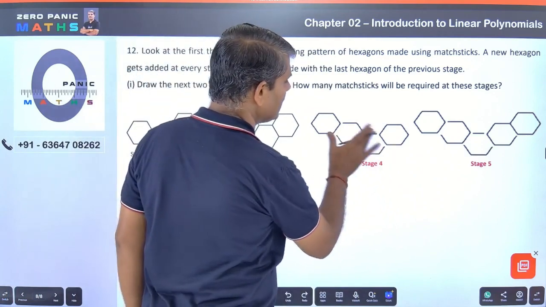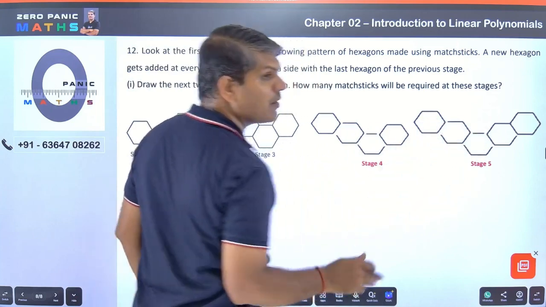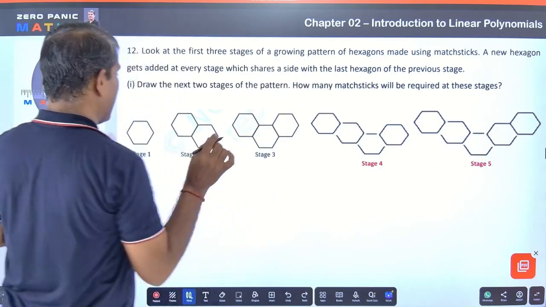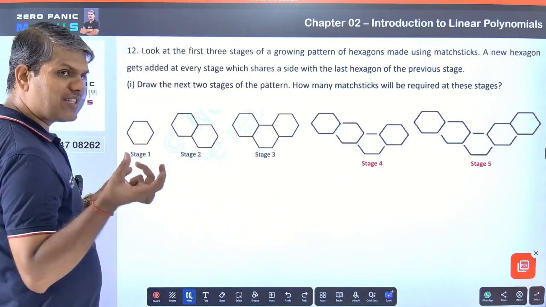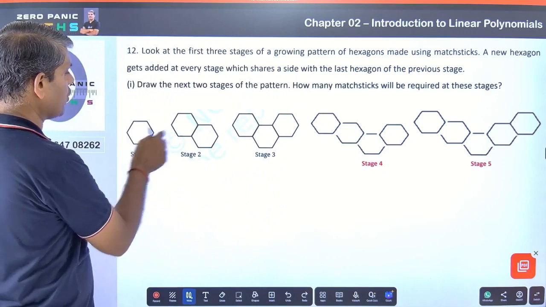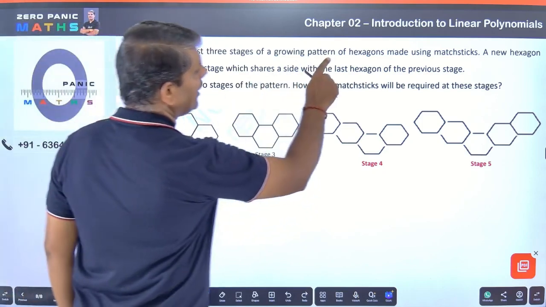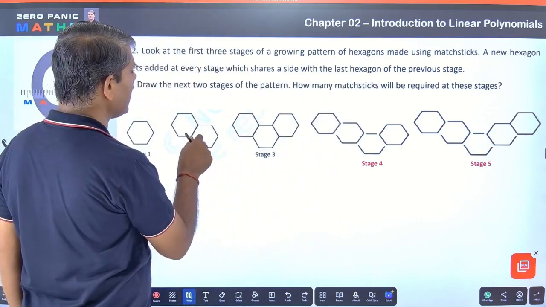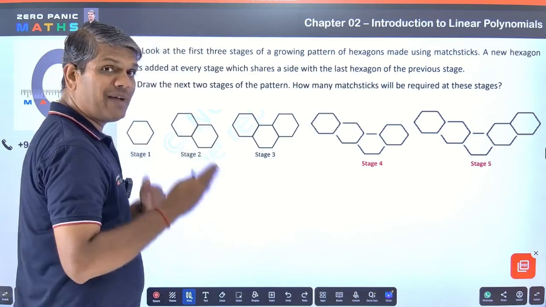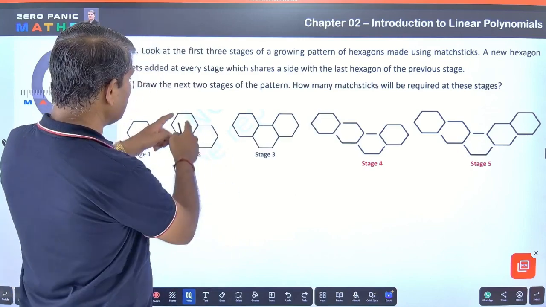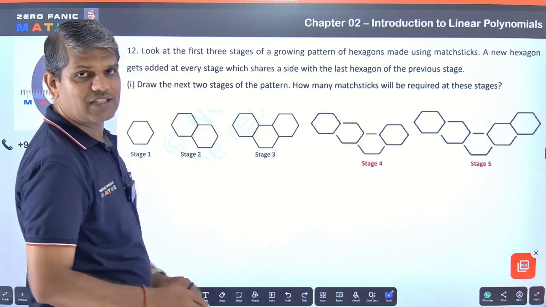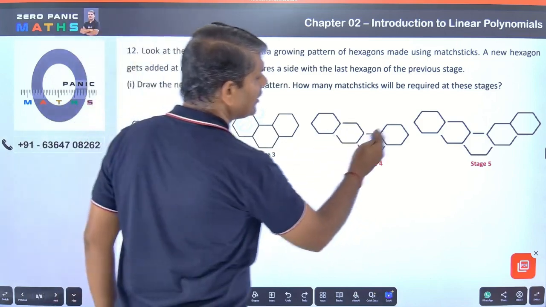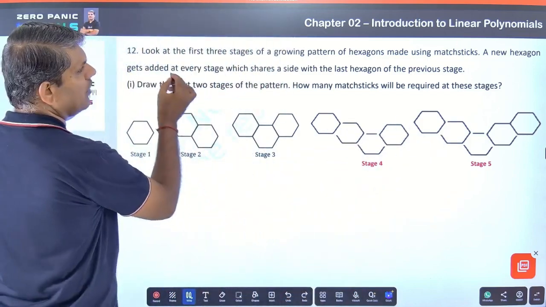This part is the part of the answer, so don't get confused here. Assume that matchsticks are used to form these hexagons. They are saying there are hexagon patterns, and at every stage the number of matchsticks is increasing and the pattern is also changing. We have to observe and draw the next two stages. That is what they wanted here.